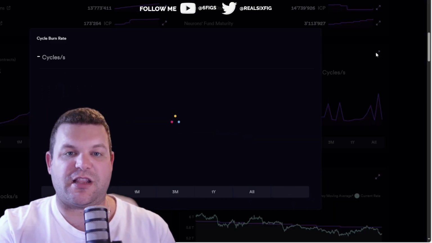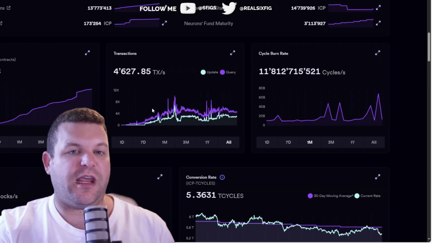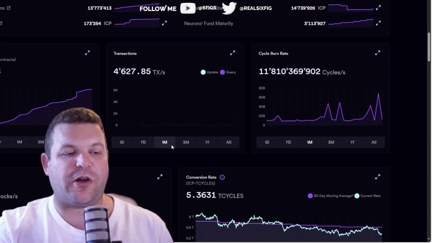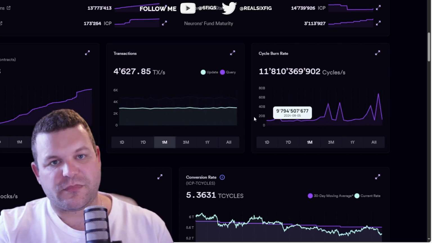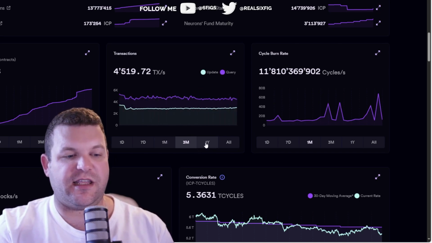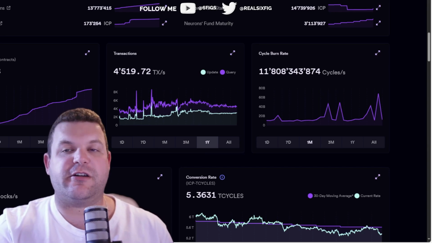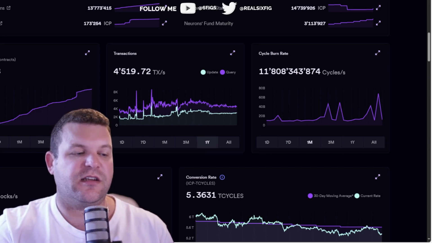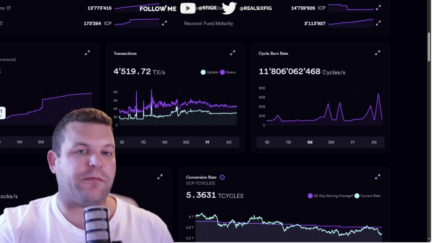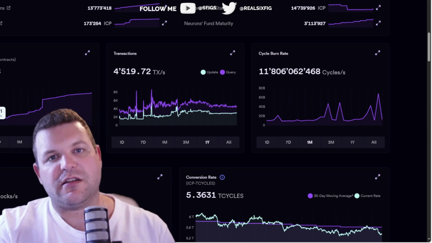Just in the last month alone, we are seeing a lot of cycles being burned. And with these cycles being burned, we'll likely see higher transaction rates and things like that. We are seeing that there are over 531,000 smart contracts deployed on the Internet Computer. This is up about 200,000 smart contracts within the last year.